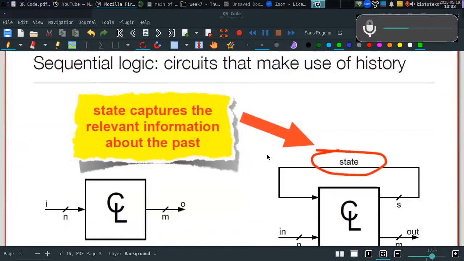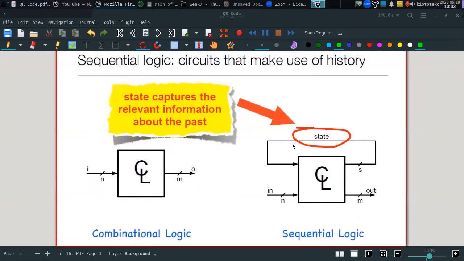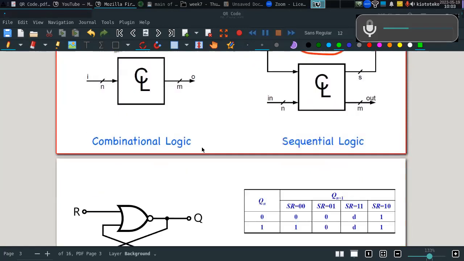So last week we were seeing this sequential logic, no? We already reviewed this slide, but I'm just going to go quickly over it. The difference between combinational and sequential is that sequential has a state that it takes into account for the computation of whatever output it has, as opposed to a combinational logic that only operates over the current input.